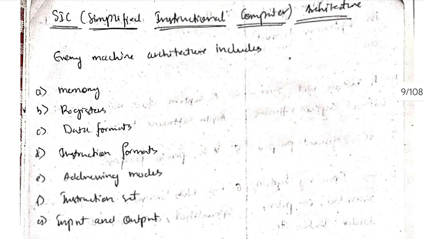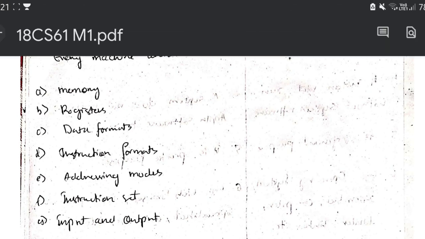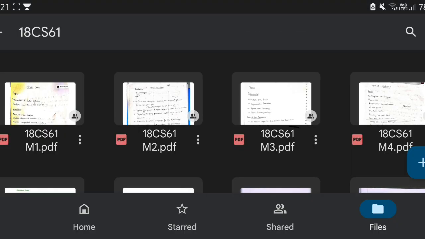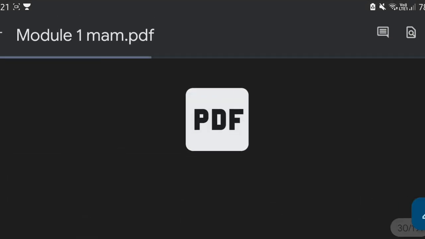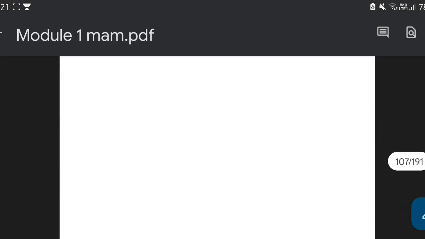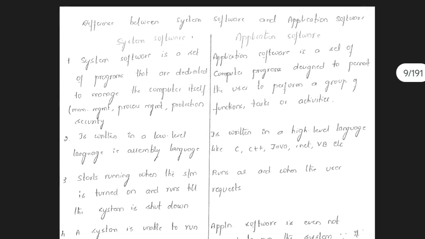So let's go to page number 9. My PDFs are these ones marked 18CS61, and the MEMS PDF I have marked with module 1. Go to this PDF and page number 9. This is the difference between system software and application software. You will get many points here, so you have to mention these.